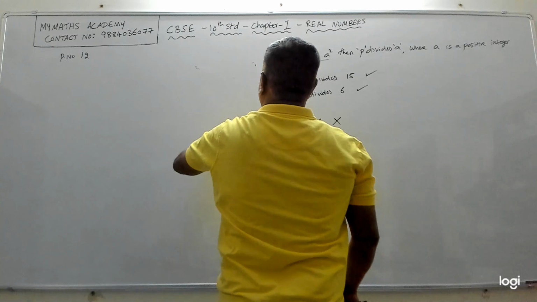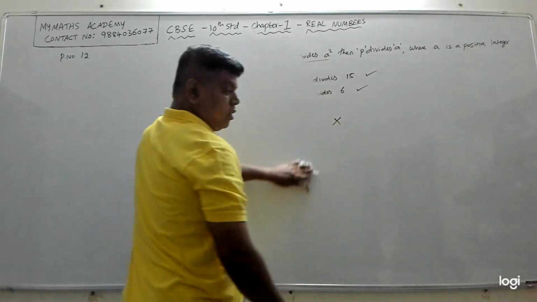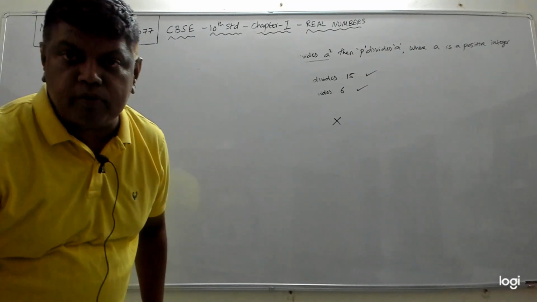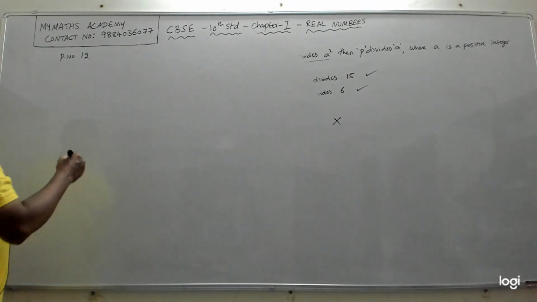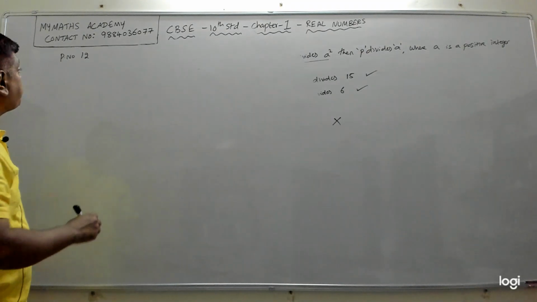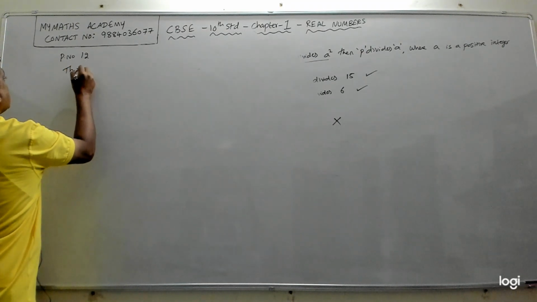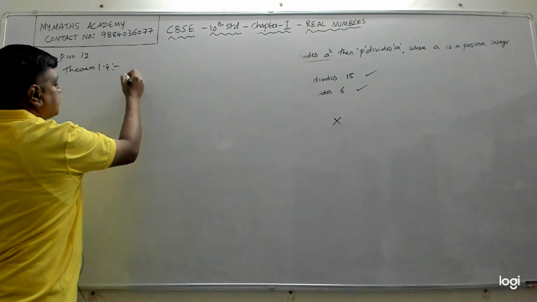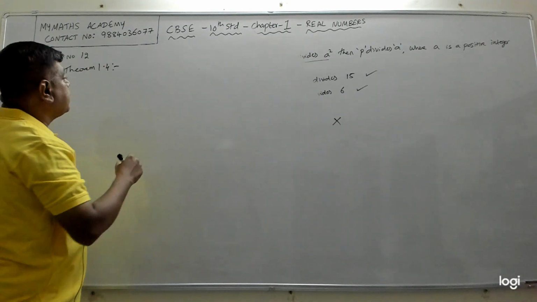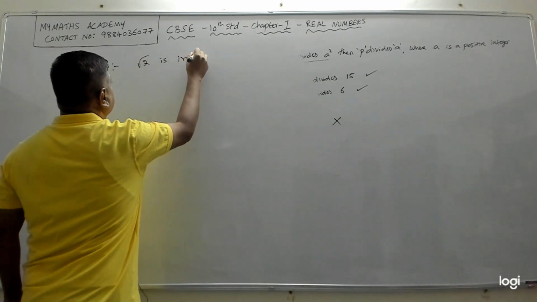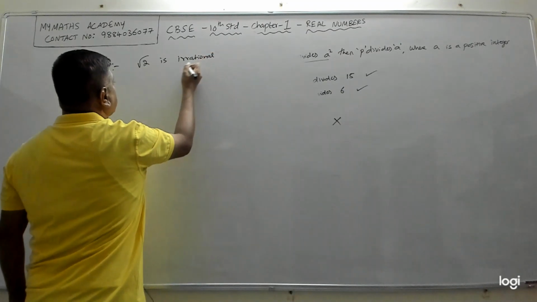Now we will go to Theorem 1.4. Theorem 1.4, important theorem, page number 12, important board question. What the theorem says is that root 2 is an irrational number. We have to prove that root 2 is an irrational number.